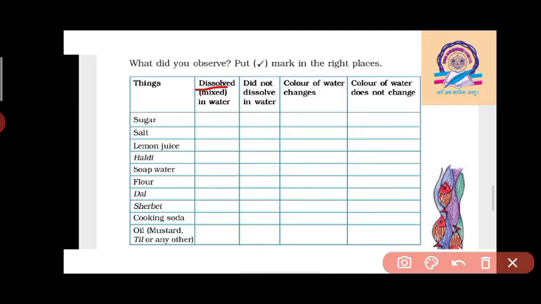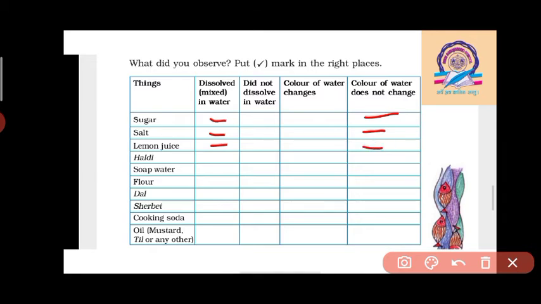So we are supposed to see whether these substances dissolve in water or not. Another thing is whether the color of water changes or does not change. That we are supposed to see. Now, sugar will obviously dissolve in water, and it will not change the color. It will mix in water and not change the color of water. Salt will also dissolve in water and will not change the color. Lemon juice will also dissolve in water and not change the color.